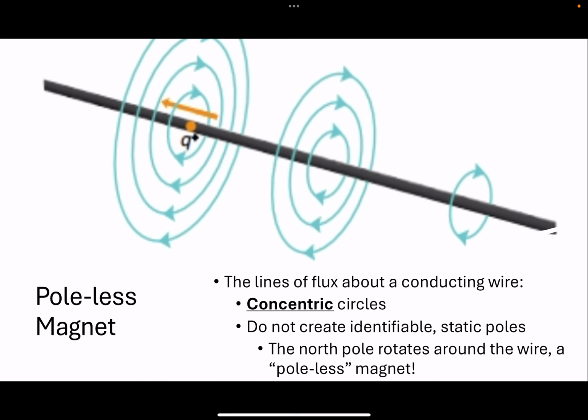The lines of flux about a conducting wire, as we learned, are concentric circles, and they do not create identifiable static poles like we would have in a magnet. Instead, the North Pole continually rotates around the wire, right? Thus, the wire, in a sense, is a poleless magnet. The magnetic field produced by a charge moving through the wire is best visualized as a series of rings, as we've seen. So bear in mind that these are just samples, right? It's not like it's only in those locations. It's going all the way down the line, these lines of flux, and again, weakening as we get further and further away from the wire.